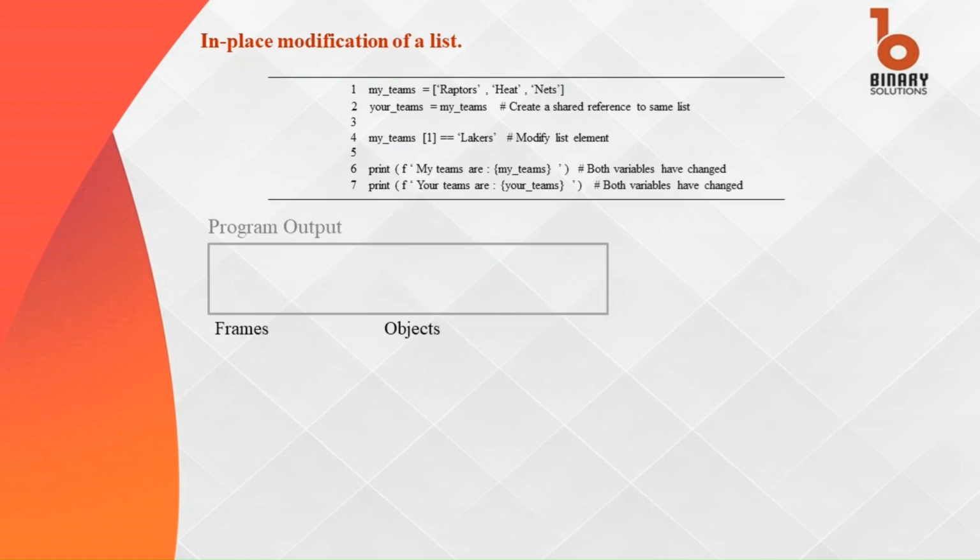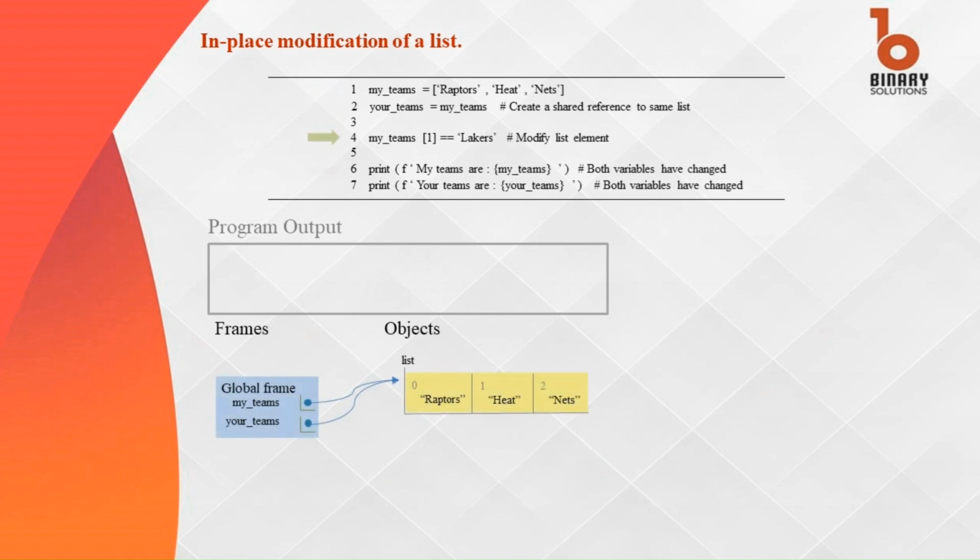This program demonstrates the concept of in place modification of a list by showing how changes to a list affect all references to that list. Initially, a list my_teams is created with the elements Raptors, Heat, Nets. Then, a new variable your_teams is assigned the same list as my_teams, creating a shared reference between the two variables.